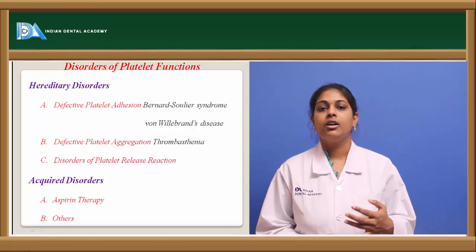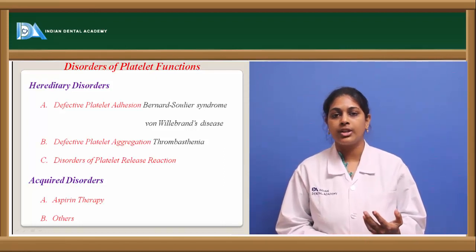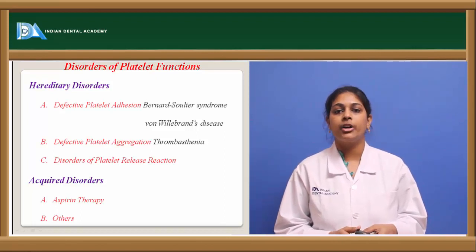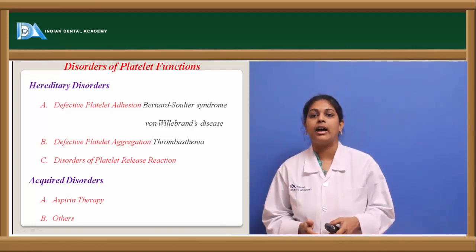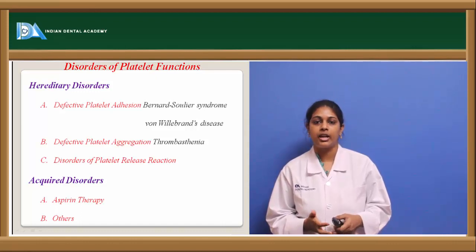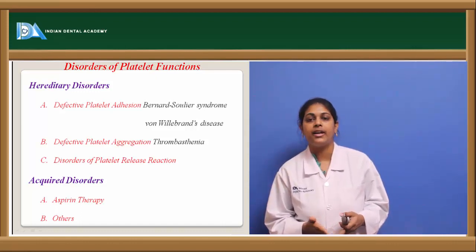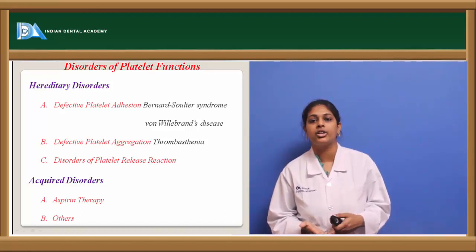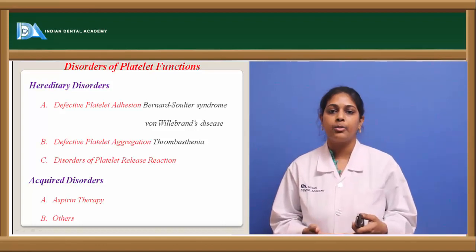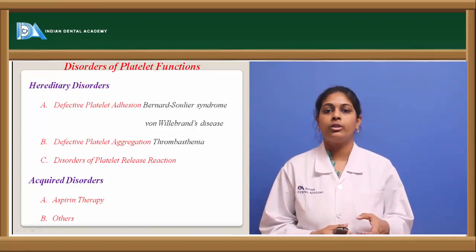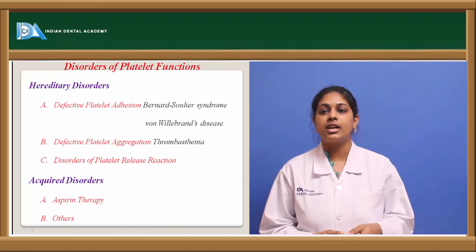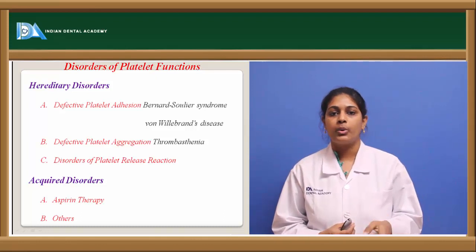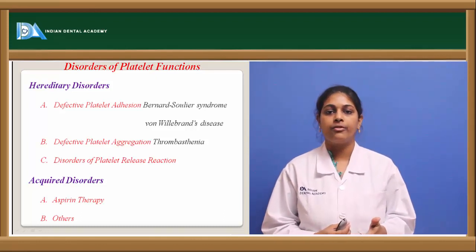The next disorders of platelet function are the acquired disorders. Usually they are seen with aspirin. Aspirin hampers the function of the platelets when patients are on aspirin, and this results in a defect in platelet aggregation, that is, in any stage of the primary hemostasis. So the patient is usually advised to withdraw the aspirin therapy. Other conditions such as megaloblastic anemia, certain hemolytic anemias and certain cancers also show disordered platelet function.